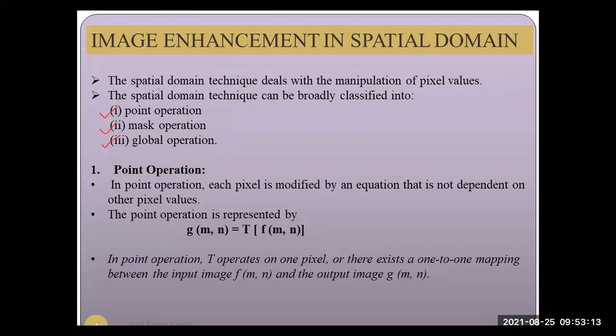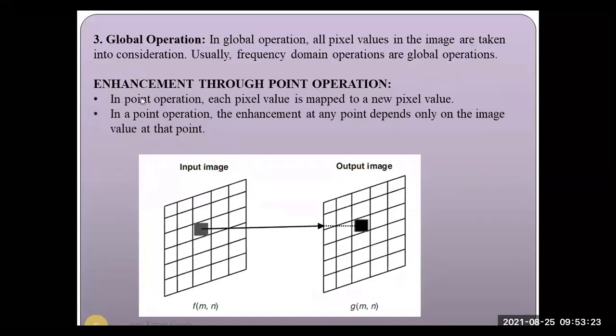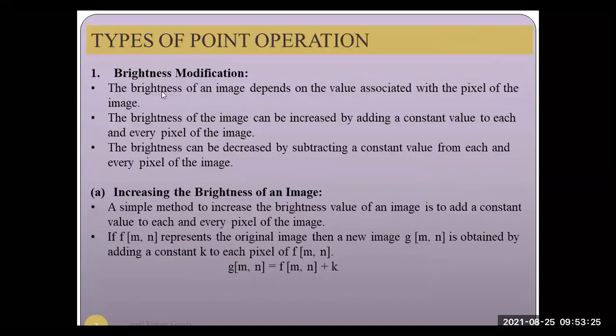Okay, so there are three different categories we have studied: the point operation, the mask operation, and the global operation. And if you remember, we are discussing the types of point operation. In the first category, we discussed how to improve the brightness of an image, how we can either increase or decrease the brightness of an image.